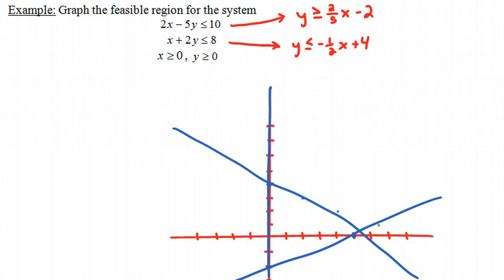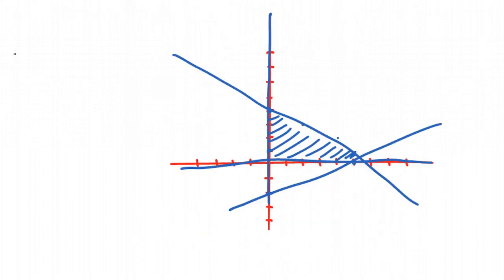And y greater than or equal to 0, well, y equals 0 is the x-axis, so we'd be shading in everything above the x-axis. It turns out our region would look like this. Okay, it's above that first line, below the second line, it's to the right of the y-axis, and it's above the x-axis. So that is what the region would look like. And again, that's called the feasible region for that system.